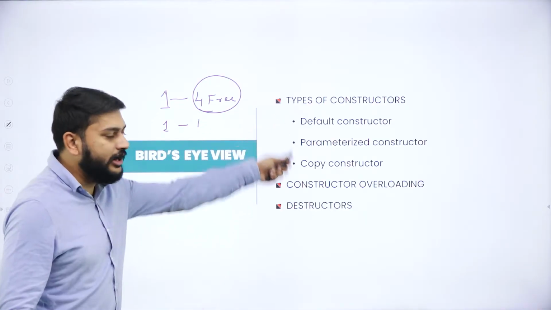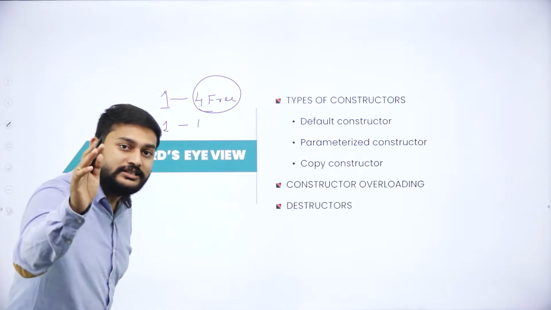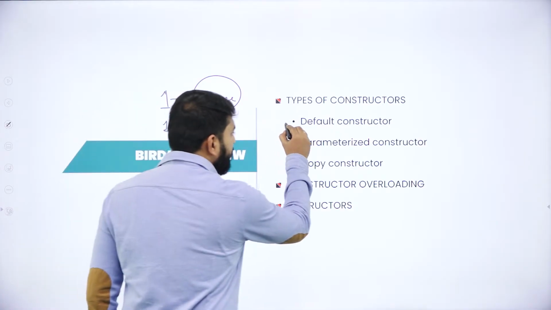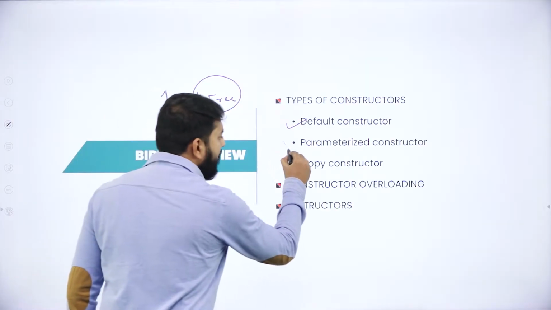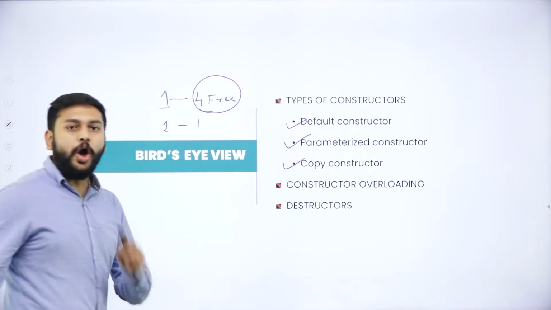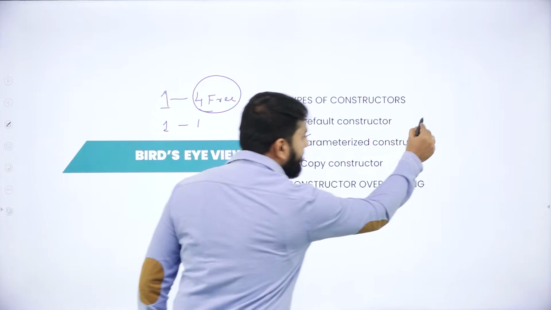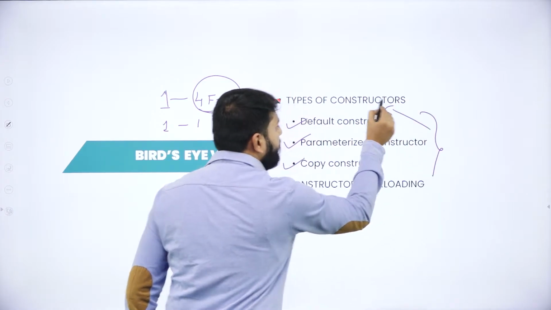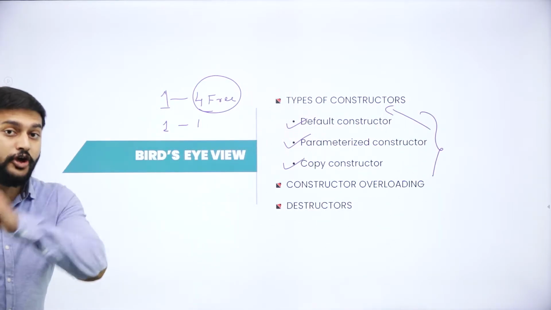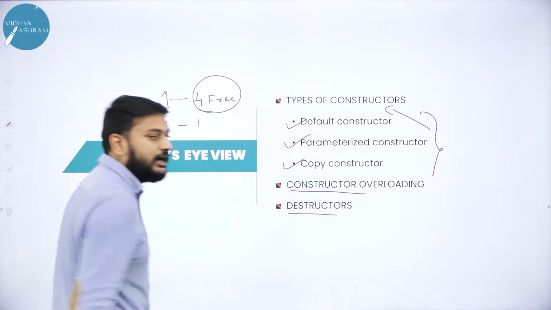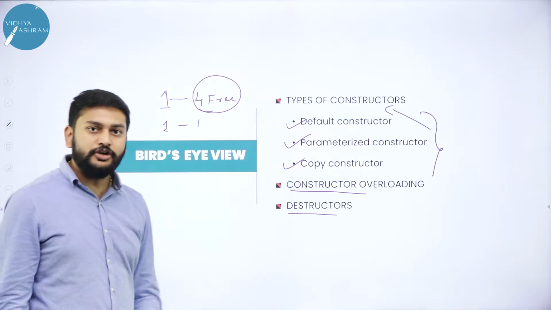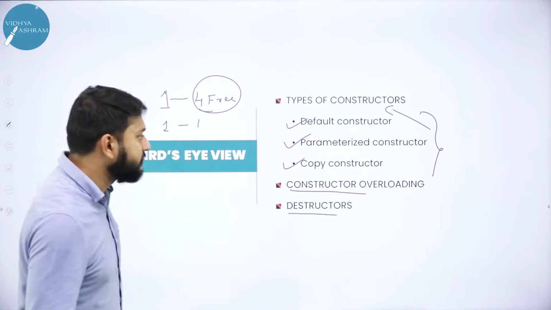So how many topics am I going to explain today, my dear students? The first one is default constructor. What is default constructor, what is parameterized constructor, and what is copy constructor? These 3 topics come under the concept of types of constructors. And after that you have constructor overloading and destructors. So in total 5 topics, my dear students.